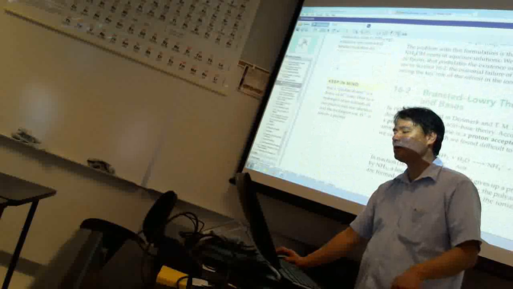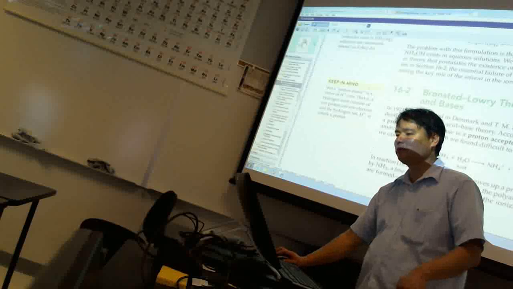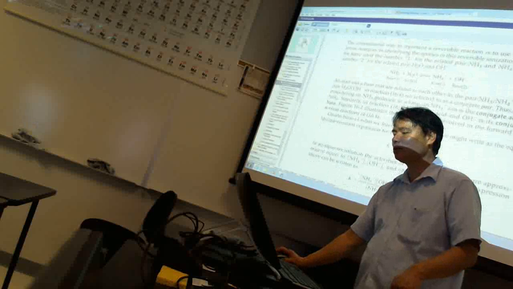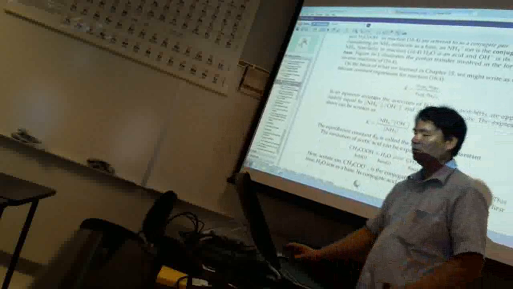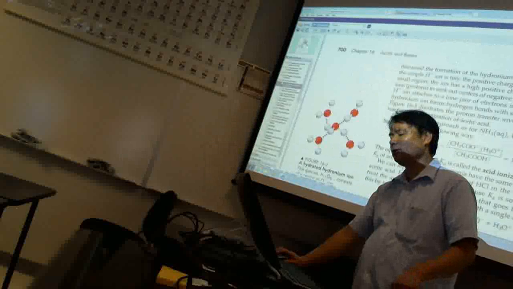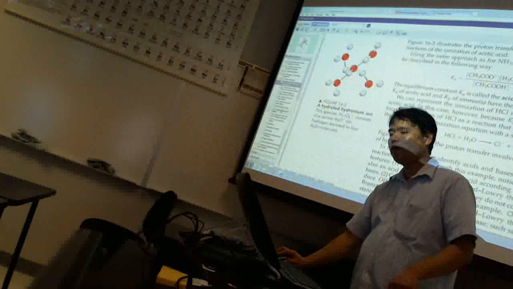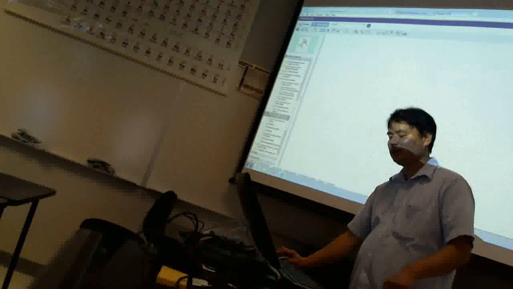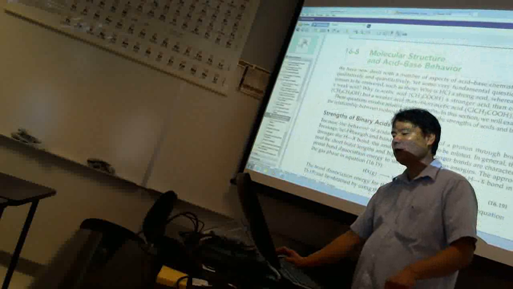Bronsted. What is a Bronsted acid? Proton donor. What's a Bronsted base? Proton acceptor. And so we cover 16.2. Proton donor, proton acceptor. This Kc stuff, we don't cover. And so that's less than a page also. So this Kc stuff, skip it. And then we hop over to 16.8. In 16.8, we skip all the calculations.